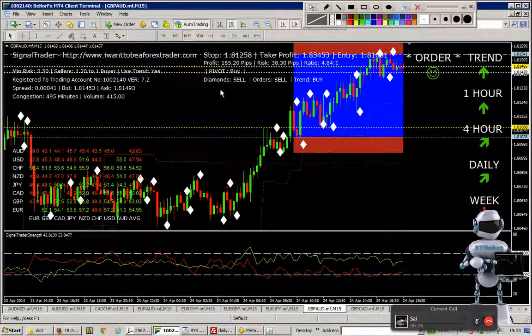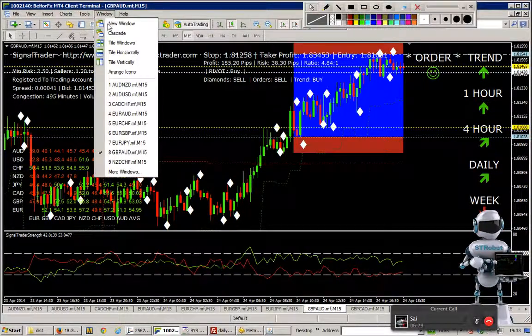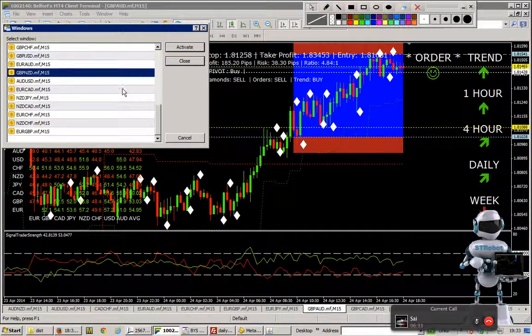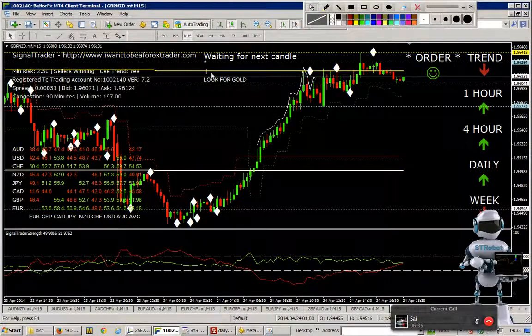Could you try it on GBP New Zealand? Yep, I can do that. GBP New Zealand. Okay, let's see what's going on with GBP New Zealand. So this is a really interesting pair actually. I'm glad you brought this one up. So let's have a look at the daily.